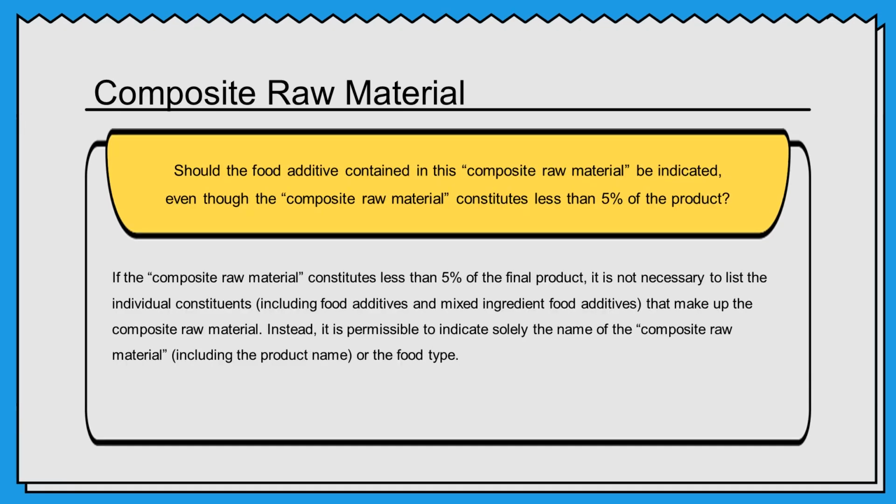When the content of composite raw materials in a product is less than 5%, only the name or food type of the composite raw material can be indicated. However, under the standards for labeling of foods, all food additives used in the product must be labeled. In cases where even if a food additive must be labeled due to the standards, if it is included in a composite raw material constituting less than 5% of the product, it can be indicated solely by the name or food type of the composite raw material, following the labeling method for composite raw materials.